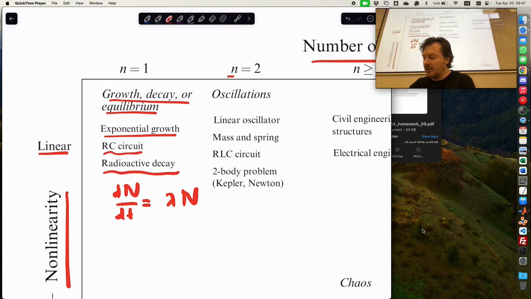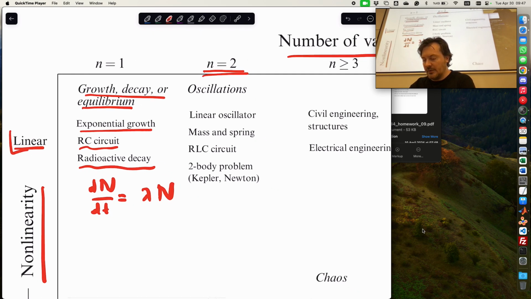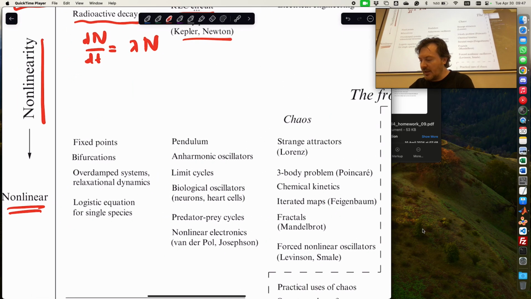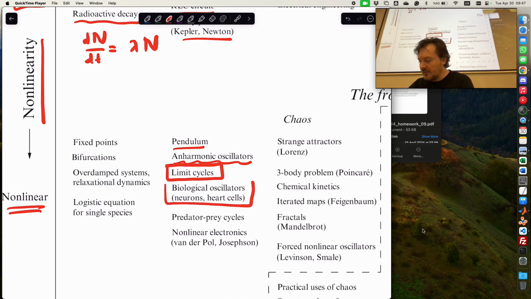Now, if you go to 2 dimensions and you are linear, then you have oscillation: the harmonic oscillator, mass and spring, the RLC system, the 2-body problem. If it becomes nonlinear, you have the pendulum, anharmonic oscillators, and very importantly, limit cycles. We'll talk about them a lot. Biological oscillators, neurons, heart cells, predator-prey cycles, nonlinear electronics.